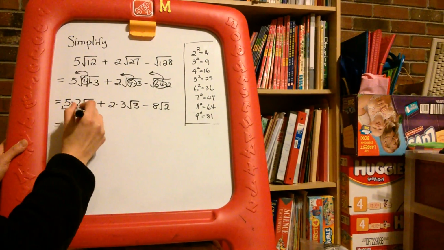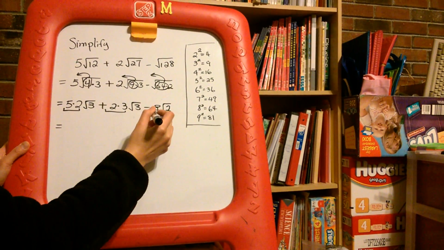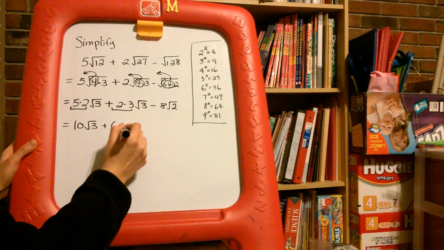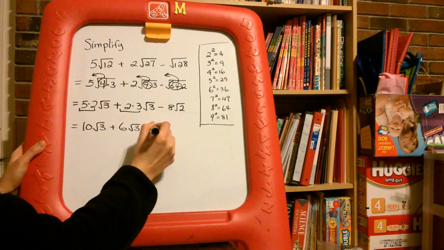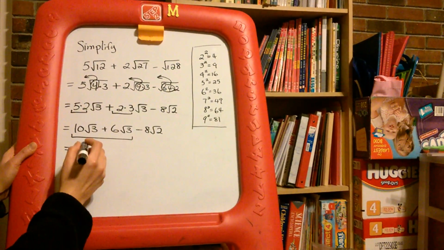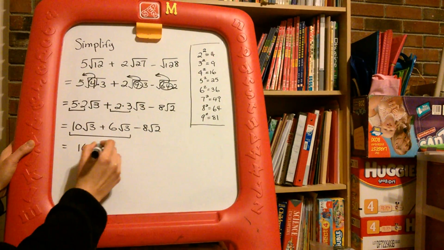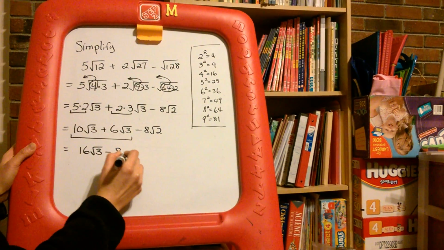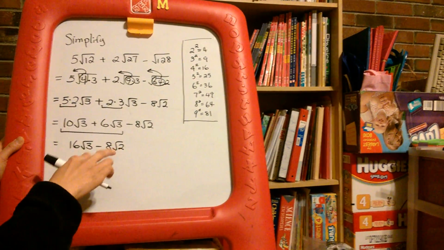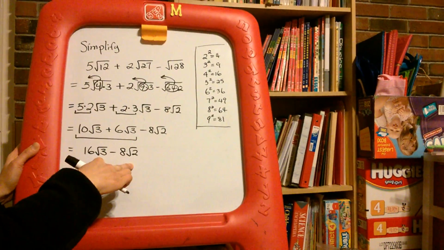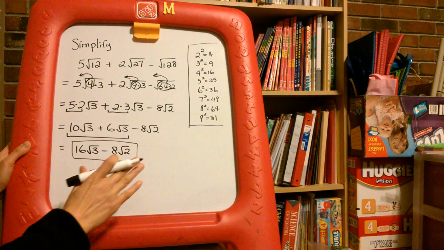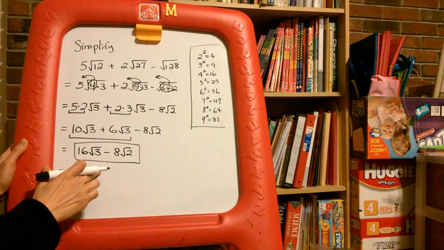Okay, so now we combine the front coefficients. It's going to be 10 square root of 3 plus 6 square root of 3 minus 8 square root of 2. And here you have these combined like terms, 16 radical 3 minus 8 radical 2. And since radical 3 and radical 2 are both irrational numbers, they have to stay like this. And this is the final answer. You cannot simplify anymore. It stops here. That's the final answer.